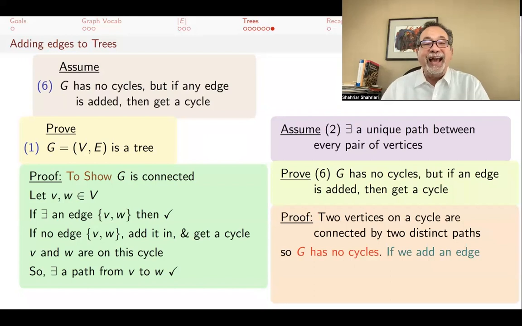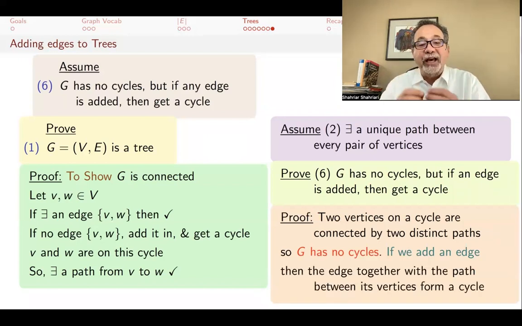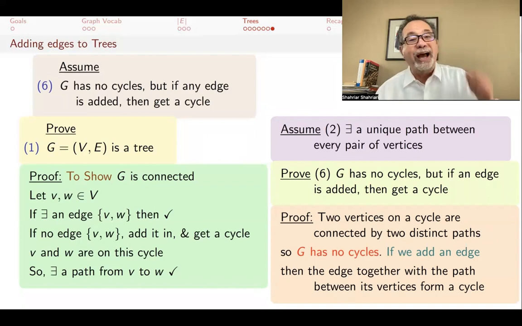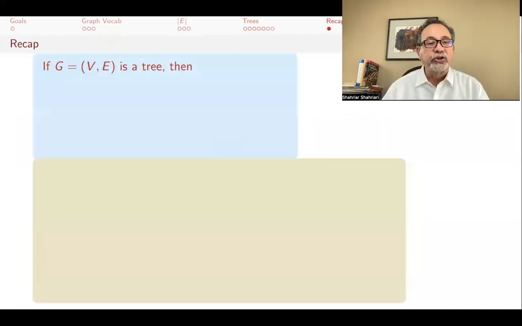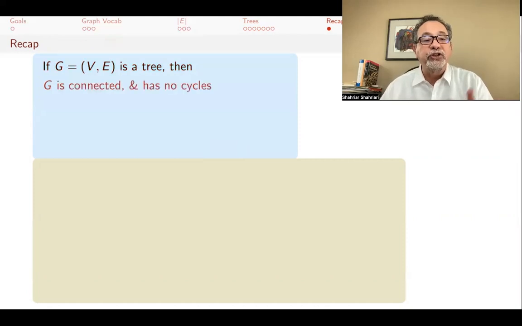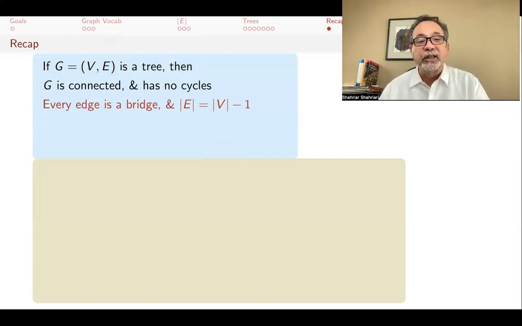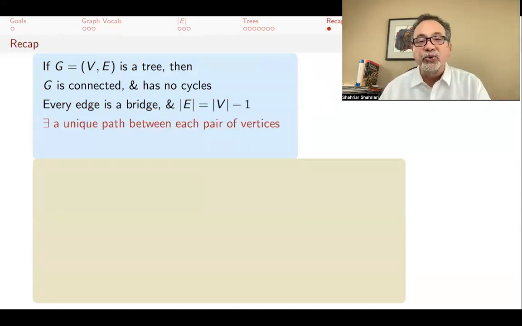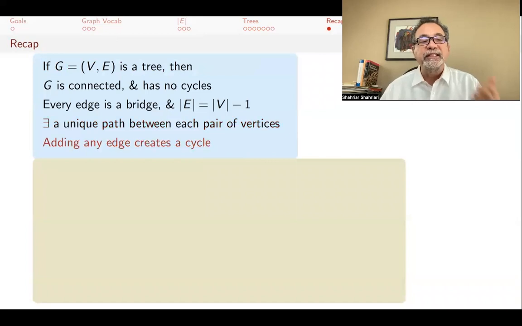On the other hand, if you add an edge, that edge together with the unique path between the two vertices will give us a cycle. So it's true that G has no cycles, but if you add any edge, you will get a cycle. So let's recap. Some of the things we proved are about trees. We proved that if G is a tree, then it's connected and has no cycles. Well, that's the definition. But also that every edge is a bridge, the number of edges is one less than the number of vertices, there's a unique path between each pair of vertices, and adding any edge creates a cycle.